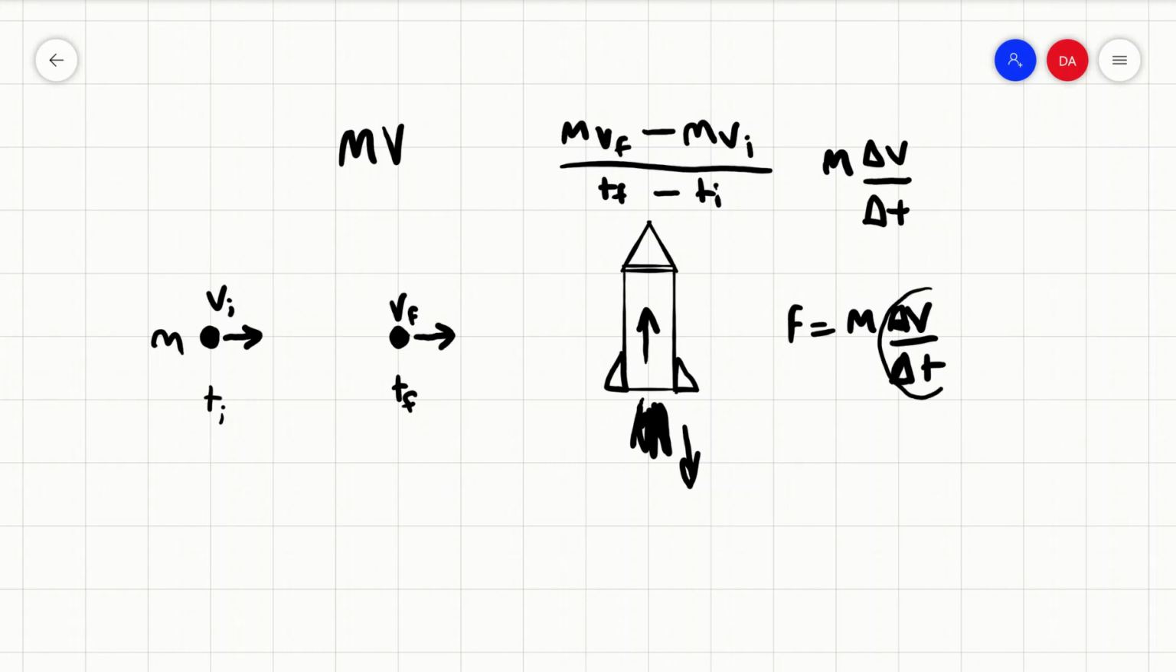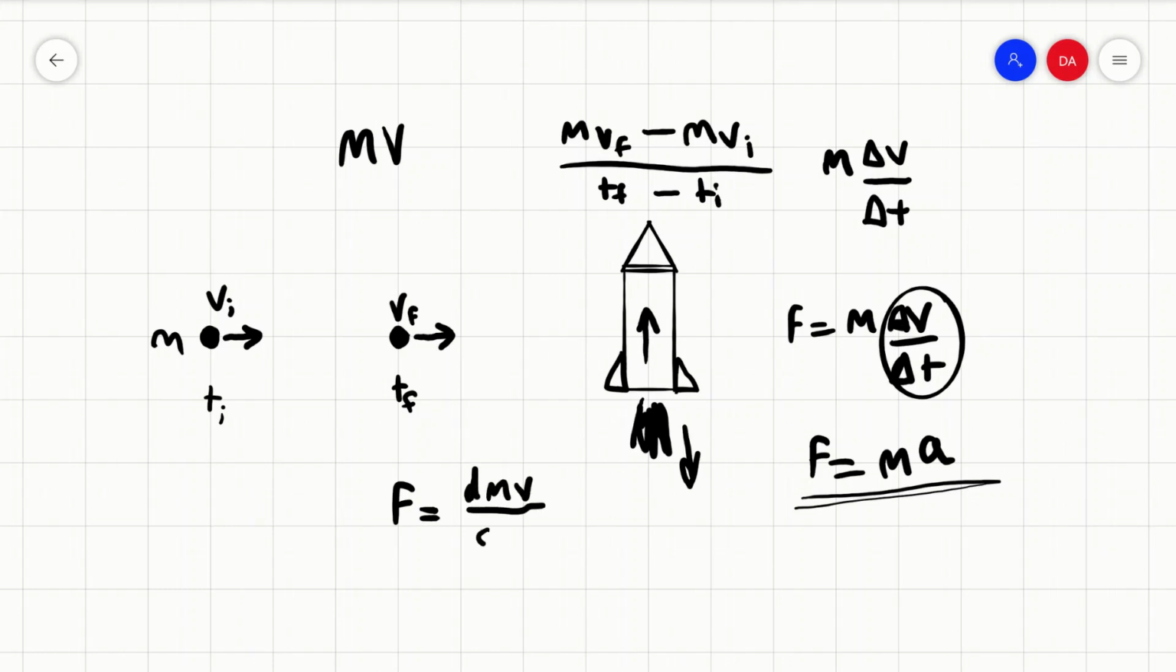And delta v over delta t is the same thing as acceleration. So F equals ma, which is Newton's second law, which you may have heard before. So we can also rewrite this using derivatives. So force is equal to d(mv) over dt.